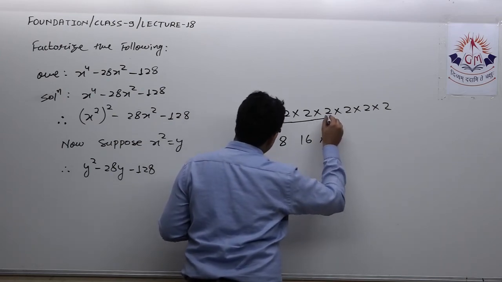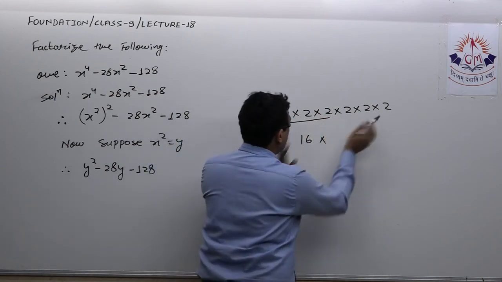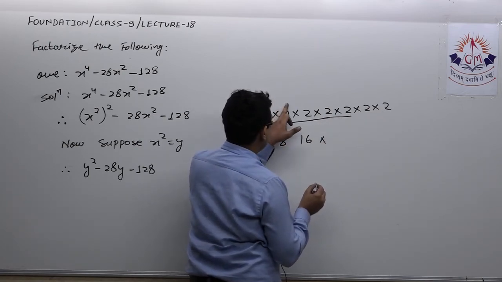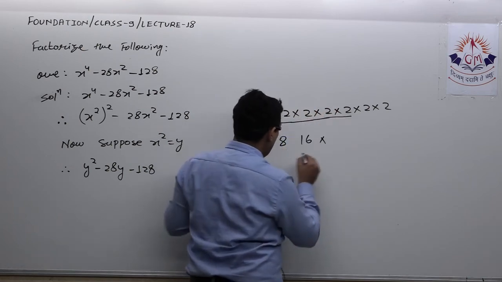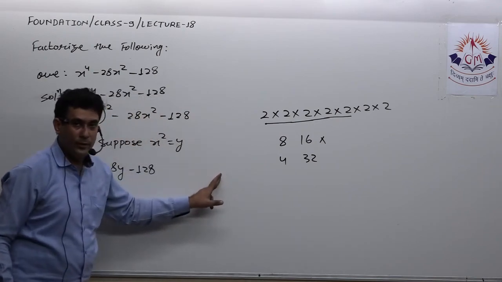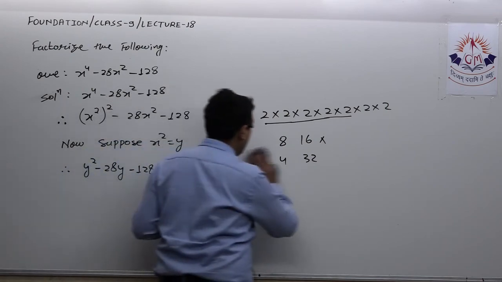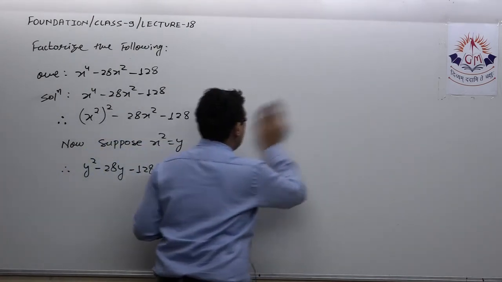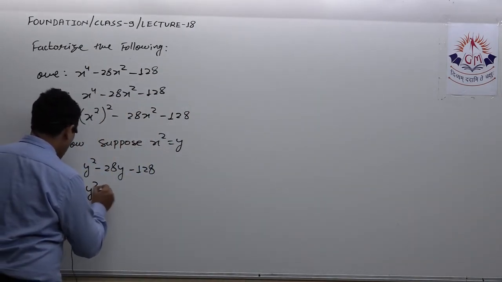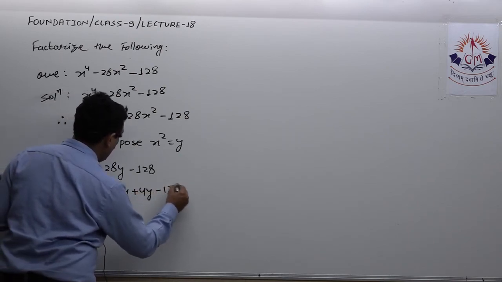Now if I say this, it will be again the same thing. So first I took 4 twos and 3 twos. Now I'm taking 5 twos and 2 twos. So here it will become 32 and 4. Yes, their difference will be 28. 32 minus 4 is 28. So I have minus 32 plus 4. Then I will get my middle term split: y square minus 32y plus 4y minus 128.